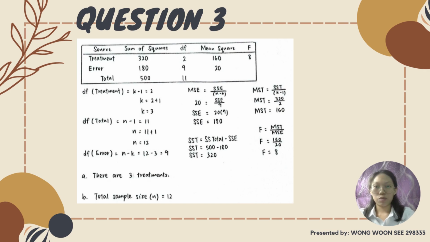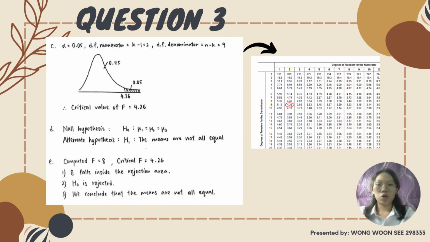For question A, there are 3 treatments because K equal to 3. For question B, total sample size equal to 12 because N minus 1 equal to 11. For question C, since level of significance equal to 0.05, degrees of freedom for numerator equal to 2, and degrees of freedom for denominator equal to 9, we can obtain critical value of F equal to 4.26 based on the F distribution table. For question D, null hypothesis is mu1 equal to mu2 equal to mu3, and alternate hypothesis is the means are not all equal. This is because K equal to 3 and this is using the F statistic test. For question E, since computed F is larger than critical F, in conclusion, it falls inside the rejection area. The null hypothesis is rejected. We conclude that the means are not all equal.